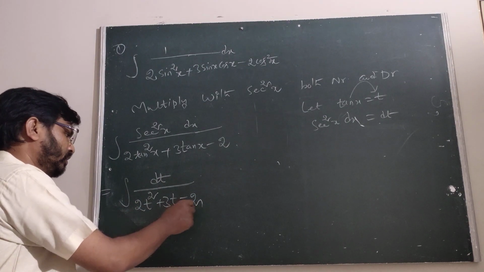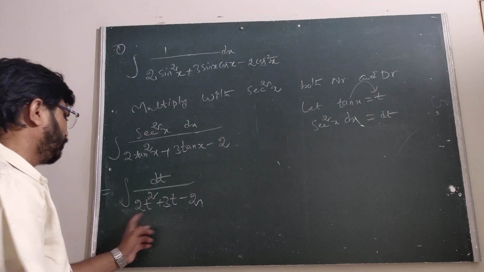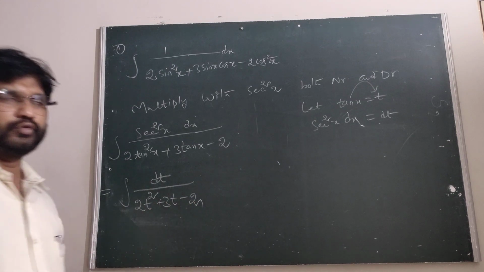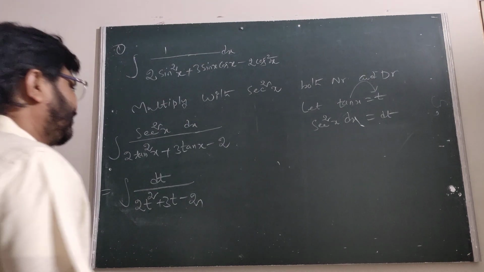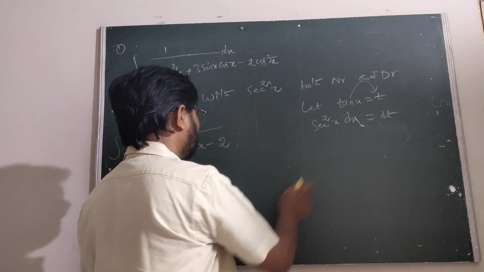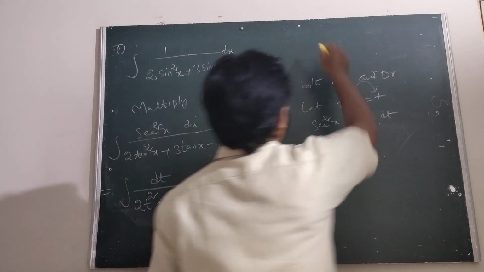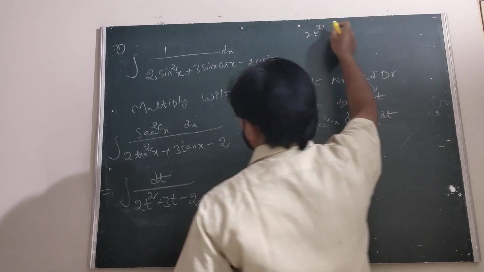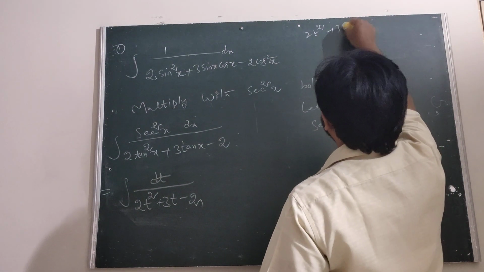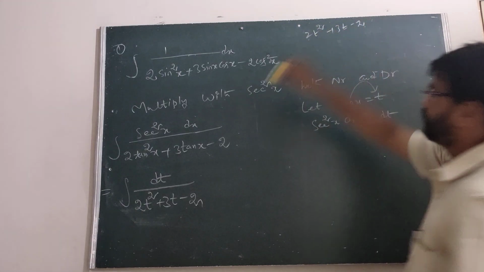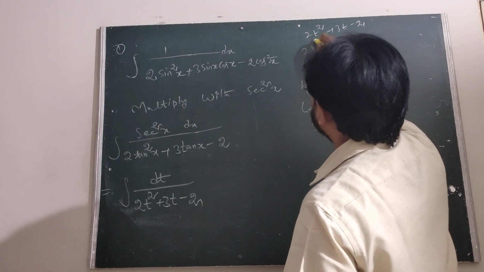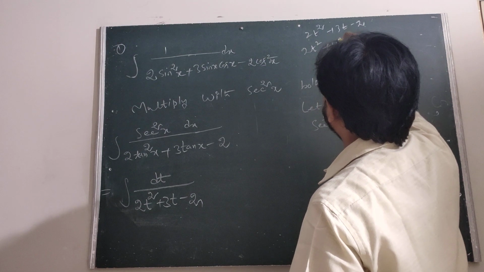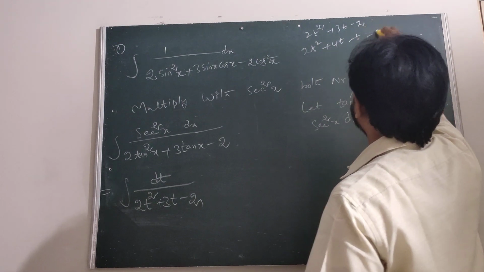Undoubtedly, 2 into 2 is 4. 4 ones are 4, that is 4 minus 3, which is 3. Therefore, now we can write the factor 2t square plus 3t minus 2. 2 into 2 is 4, 4 ones are 4. Therefore, now this is clear: 2t square plus 4t minus t minus 2.